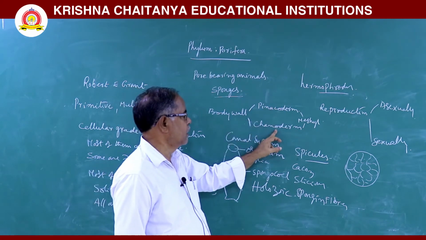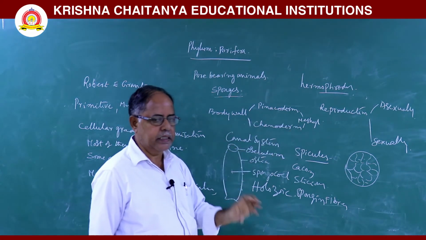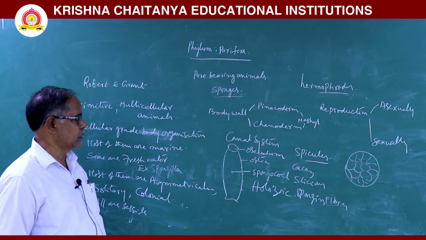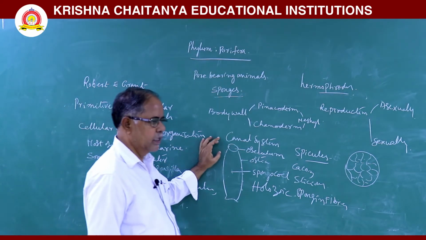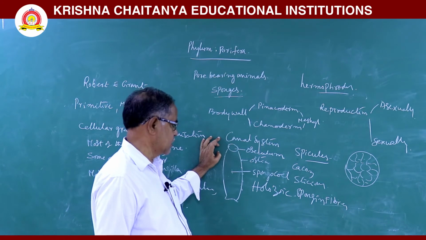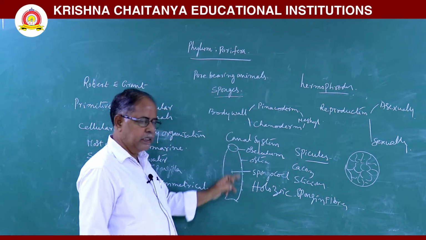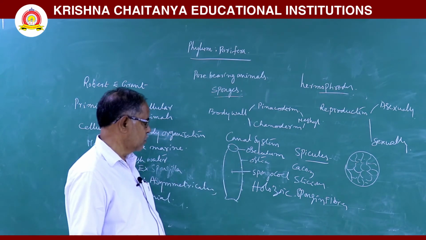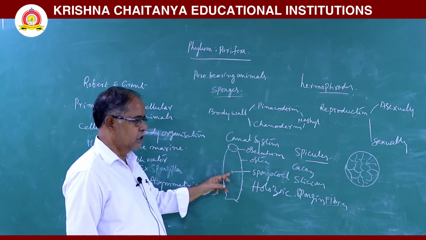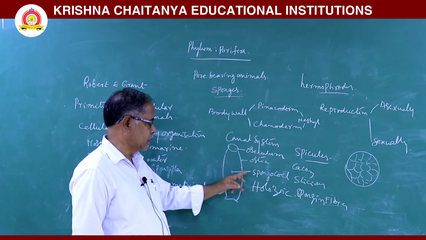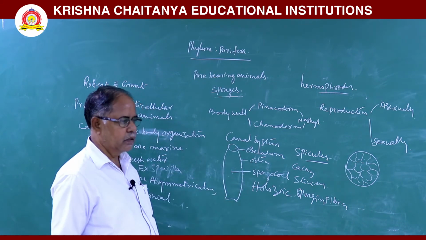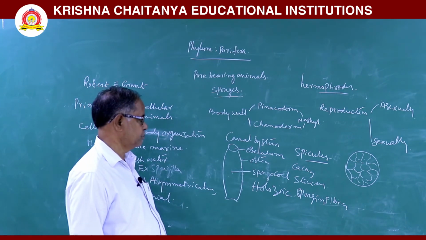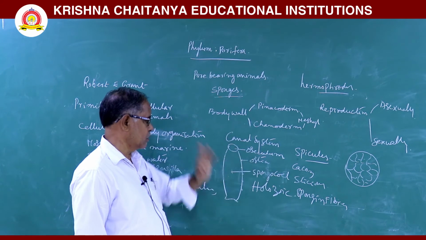In between pinacoderm and choanoderm, one gelatinous membrane is there, that is called the mesohyl. In this animal, one special system is there. That system is called the canal system. On the surface of these sponges, so many minute pores are there. They are called ostia or inhalant pores. Through these ostia, water enters into the body cavity. This body cavity is called the spongocoel. This spongocoel opens out through the osculum. This is an excurrent pore.